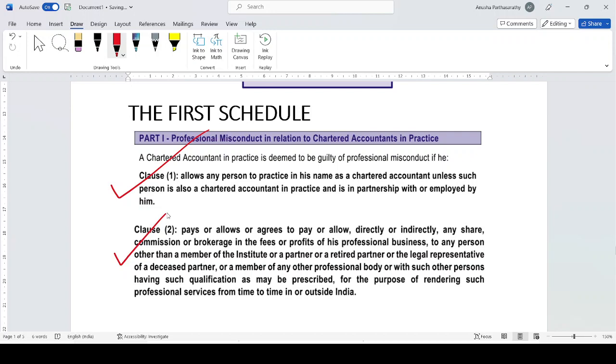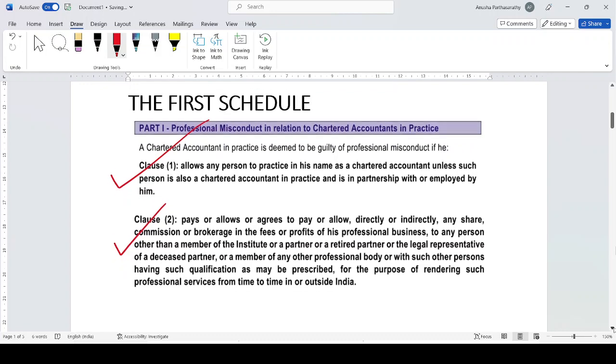As per clause 2 of part 1 of the First Schedule, Chartered Accountants Act 1949, a chartered accountant in practice is deemed to be guilty of professional misconduct if he pays or allows or agrees to pay or allow, directly or indirectly, any share, commission or brokerage in the fees or profits of his professional business to any person other than a member of the Institute or a partner or a retired partner or the legal representative of a deceased partner, or a member of any other professional body or with such other persons having such qualifications as may be prescribed for the purpose of rendering such professional services from time to time in or outside India.